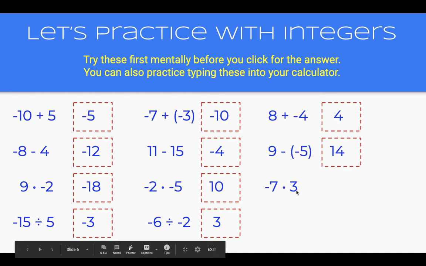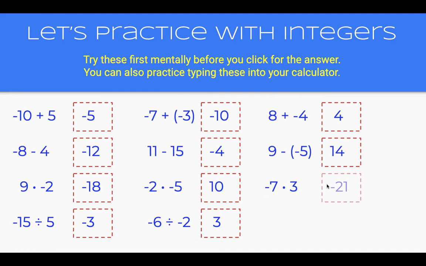Multiplying, we have unlike signs. One's negative, one's positive, so our answer is going to be negative. So 7 times 3 is 21, so it's going to be negative 21.